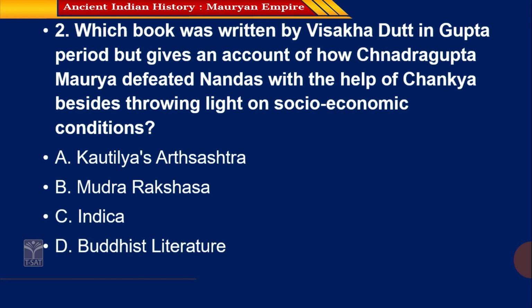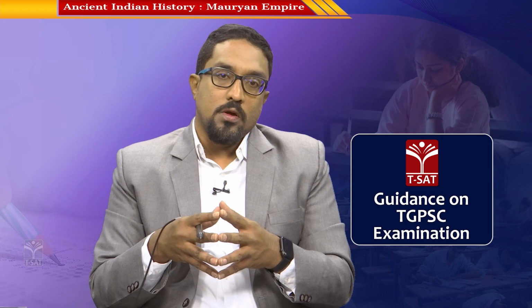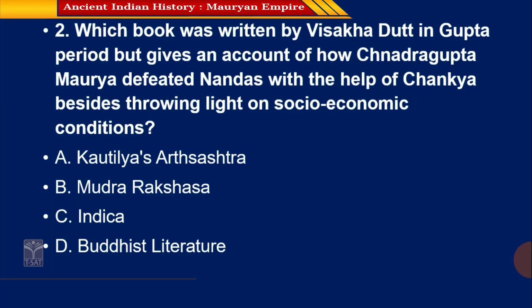Which book was written by Vishakadatta in the Gupta period but gives an account of how Chandragupta Maurya defeated the Nandas with the help of Chanakya, besides throwing light on socio-economic conditions? Kautilya's Arthashastra, Mudra Rakshasam, Indica and Buddhist literature. Among the four options, Mudra Rakshasam by Vishakadatta is the book which tells us the story of how Chandragupta Maurya was able to successfully overthrow the Nanda Empire.